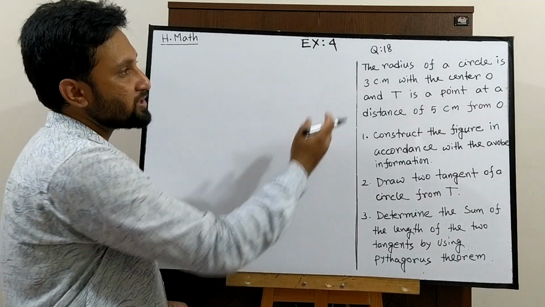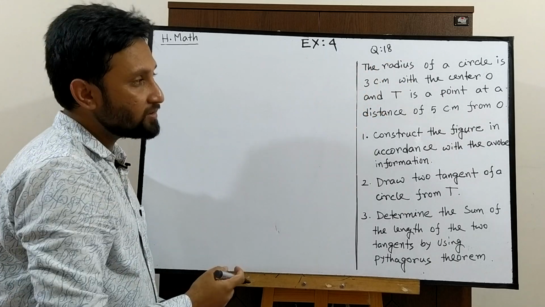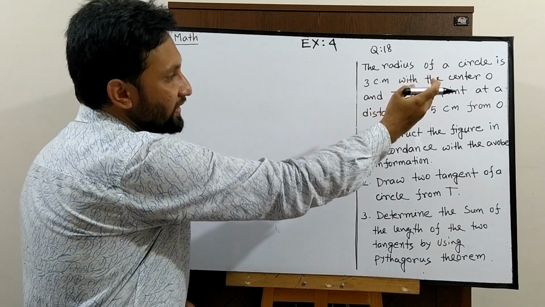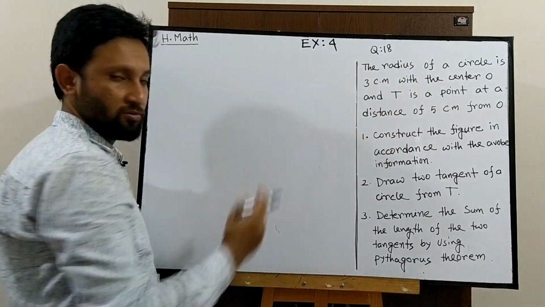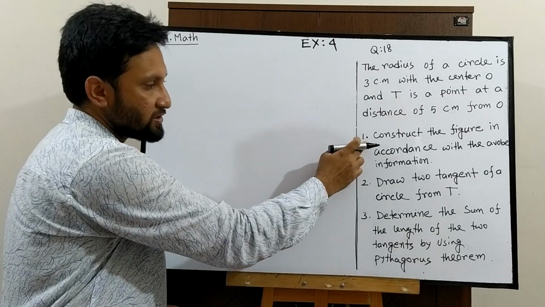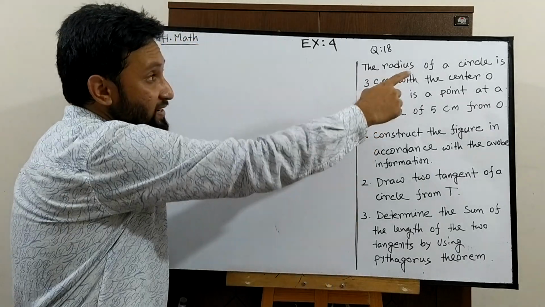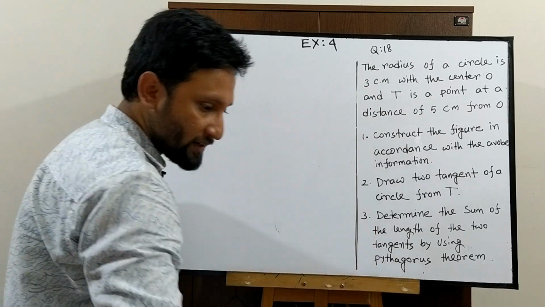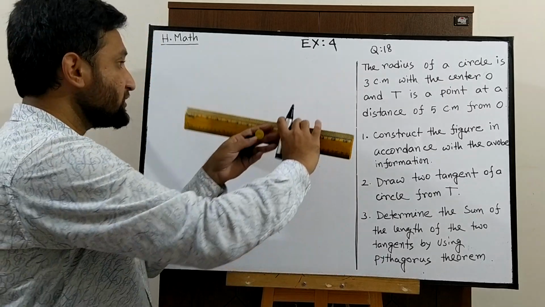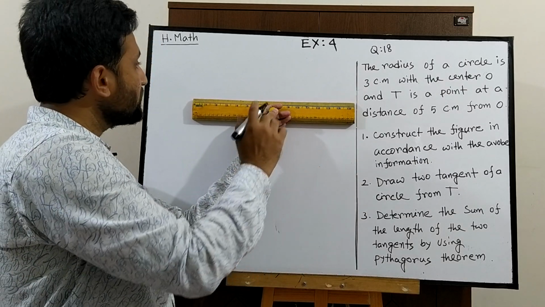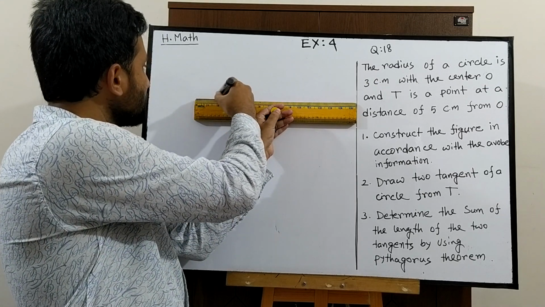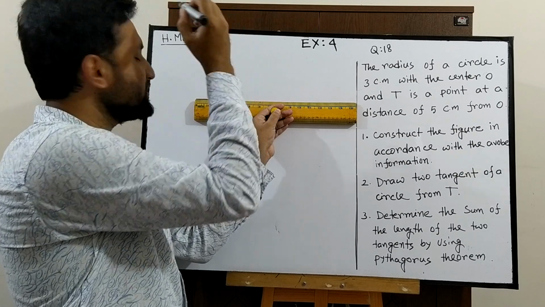Question number 18. The question is, the radius of a circle is 3 cm with the center O, and T is a point at a distance of 5 cm from O. Construct the figure in accordance with the above information. First, the radius of the circle is 3 cm. At first draw a circle with radius 3 cm. So at first measure the radius 3 cm with the help of the scale. Here see that 3 cm is this.